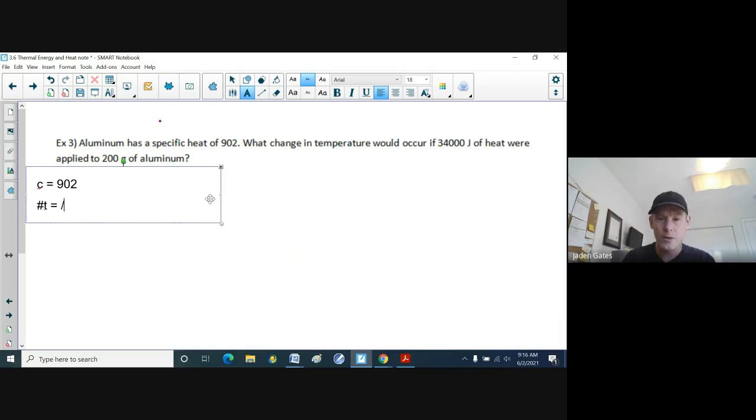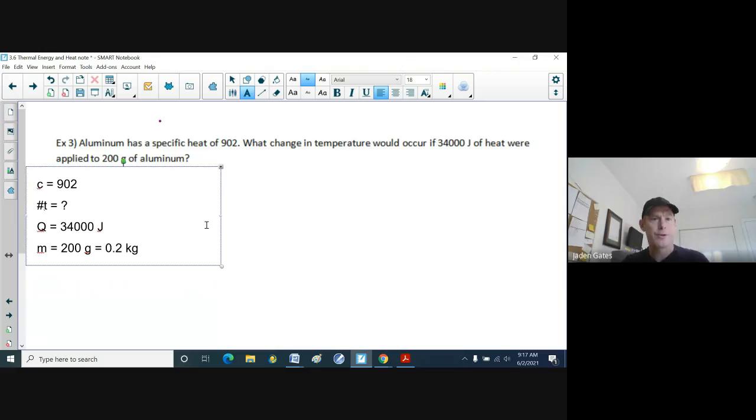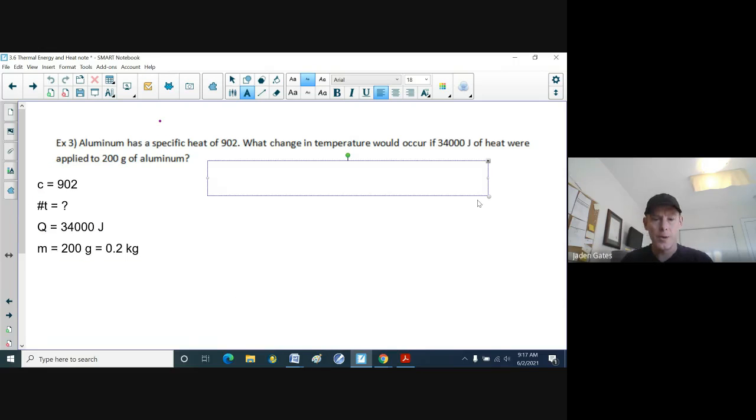Just putting everything down in order. What occurs if 34,000 joules of heat were applied? Well, there's our amount of energy, 34,000 joules. Mass, it says 200 grams of aluminum. And that is no good to us. We need it in our standard units, and as we just looked at in the last example, there are 1,000 grams in a kilogram. So I'm going to divide that 200 by 1,000. I get 0.2 kilograms.